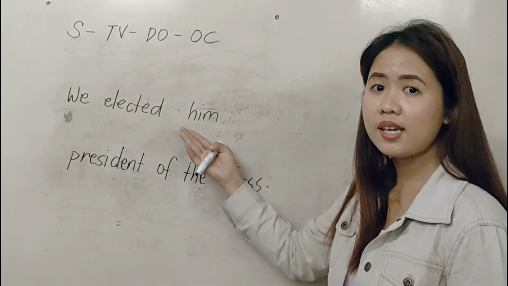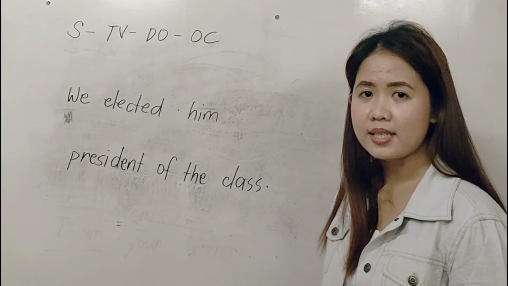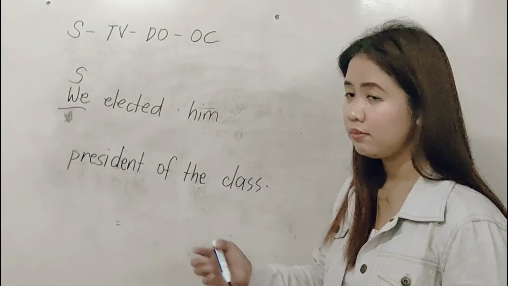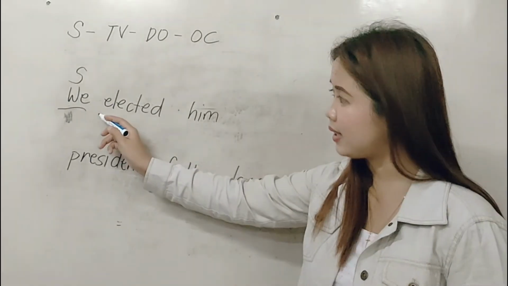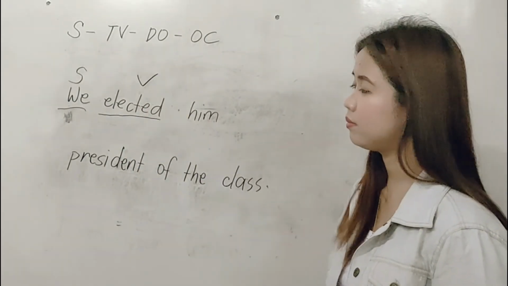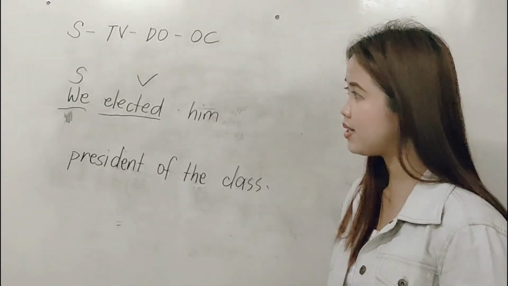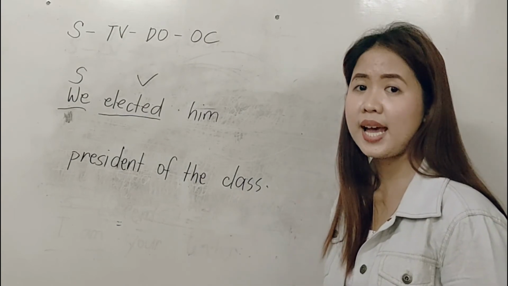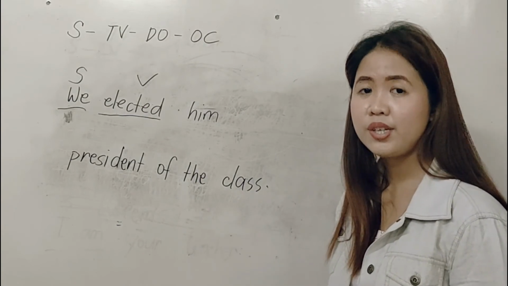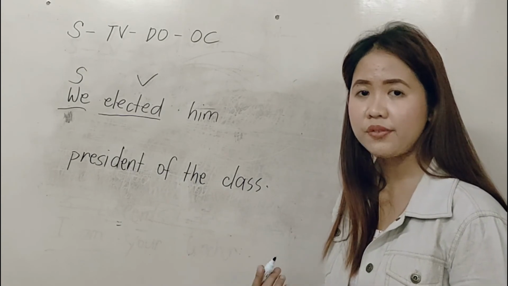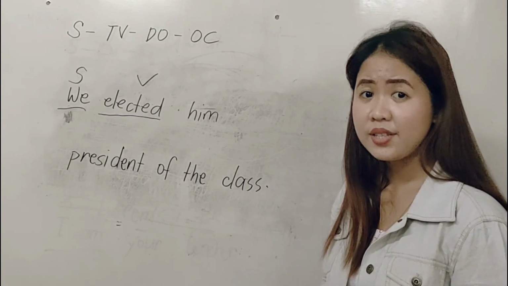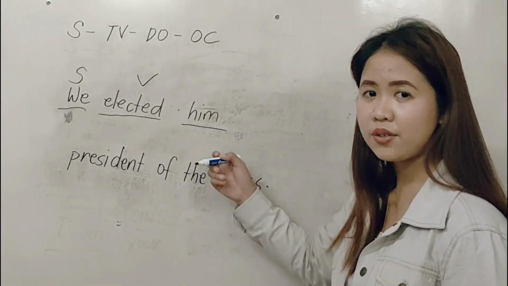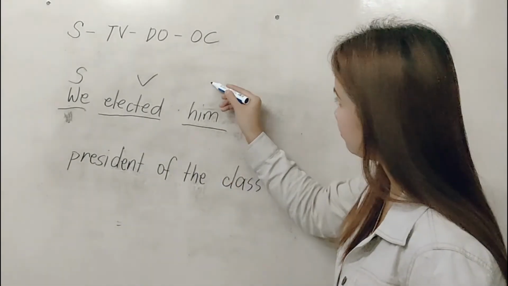We elected him president of the class. We is considered as the subject. We have the verb elected. Now, the question is, we elected who as president of the class? Sino yung inelect namin as president of the class? The answer is him. And this is considered as direct object.